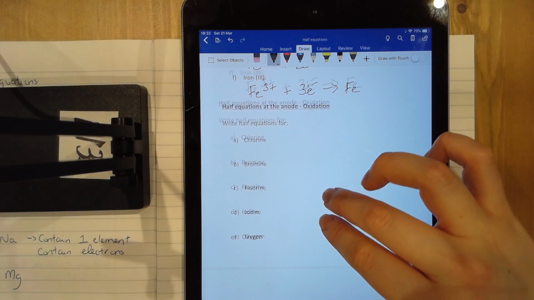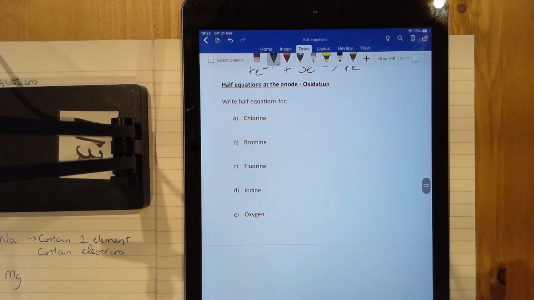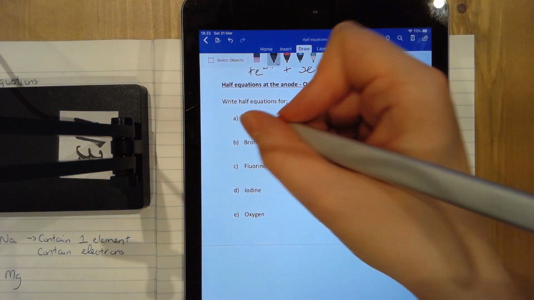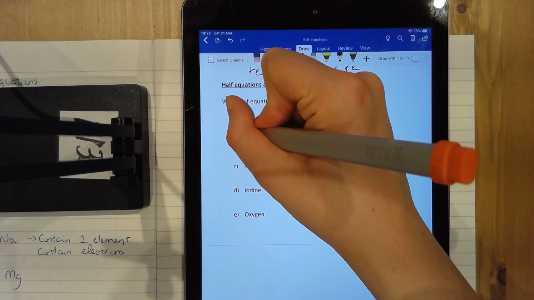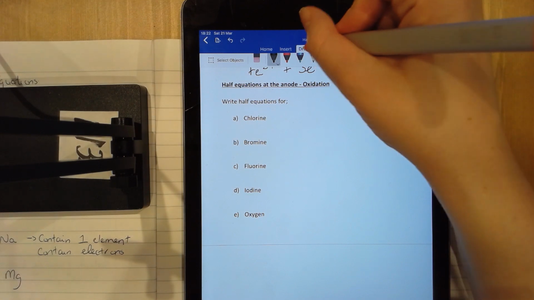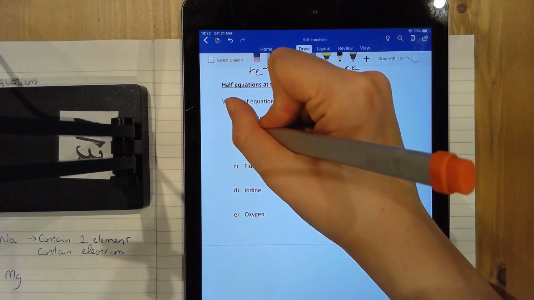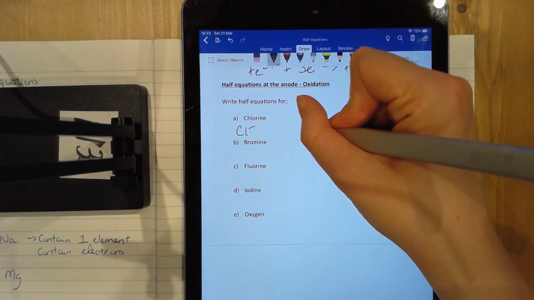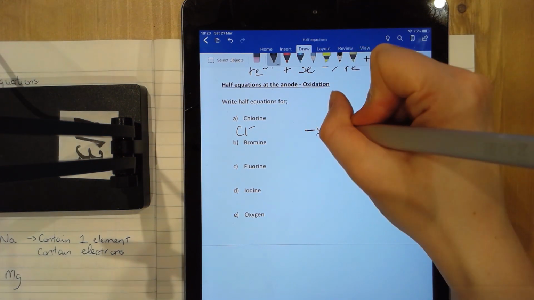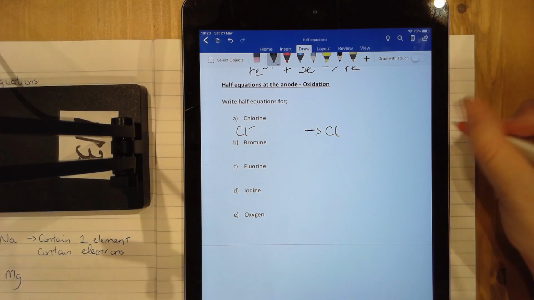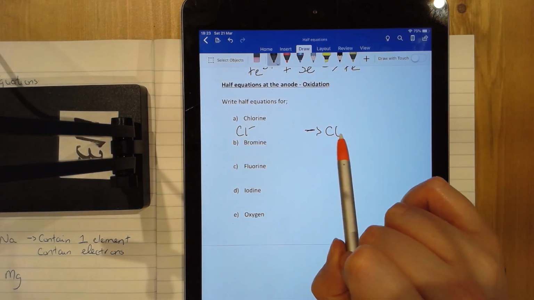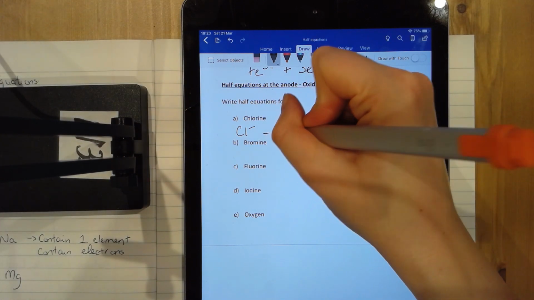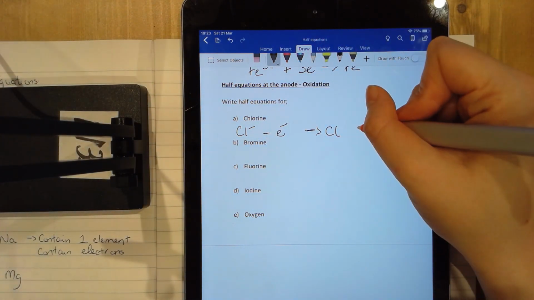Okay, so the last part of the sheet, I just want you to write half equations at the anode, which I'm going to do for you now. We've already had a look at chlorine, but I'm going to do it again, okay? I know a chloride ion has a -1 charge because it's in group 7. I always do it bit by bit rather than writing the full equation, okay? Chloride ion, I want to make it a chlorine atom, okay? It's gained 1 electron. I need to take that electron away to make it a chlorine atom, okay?